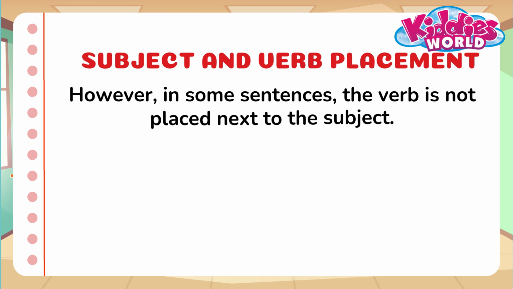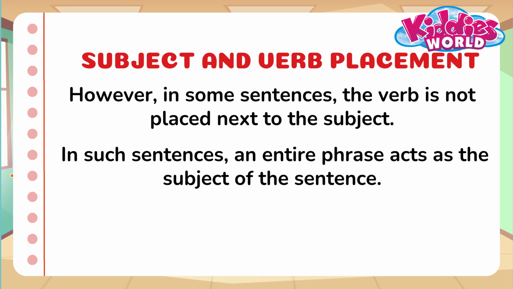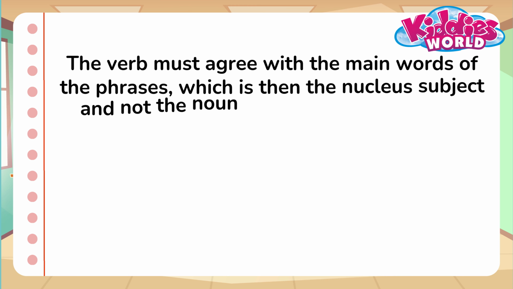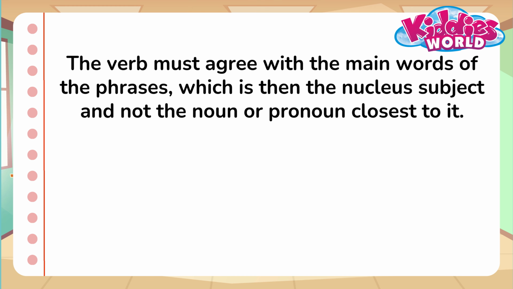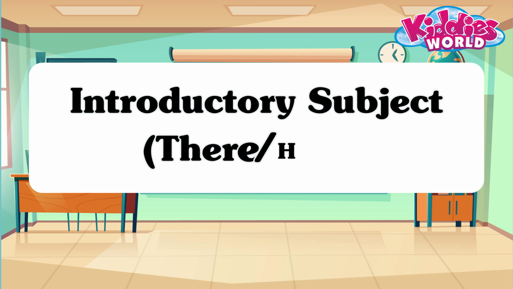However, in some sentences, the verb is not placed next to the subject. In such sentences, an entire phrase acts as the subject of the sentence. The verb must agree with the main words of the phrase, which is then the nucleus subject and not the noun or pronoun closest to it. Check the example.